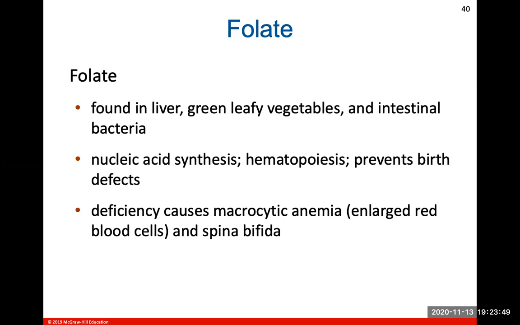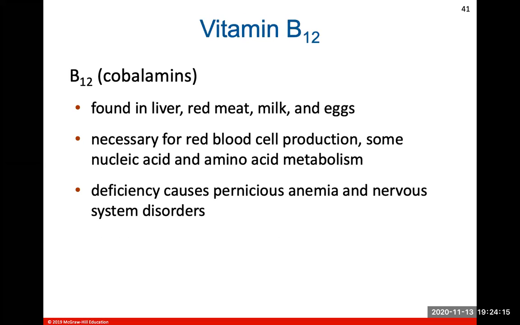Folate is involved in nucleic acid synthesis, hematopoiesis, and also folate prevents birth defects. So you'll find in a lot of prenatal vitamins, they will have folic acid in them. A deficiency can cause macrocytic anemia, which is enlarged red blood cells, and also spina bifida, which is a common birth defect of the spine if the spinal vertebral column does not close all the way. Vitamin B12 is necessary for red blood cell production, some nucleic acid and amino acid metabolism, and a deficiency causes pernicious anemia and nervous system disorders.